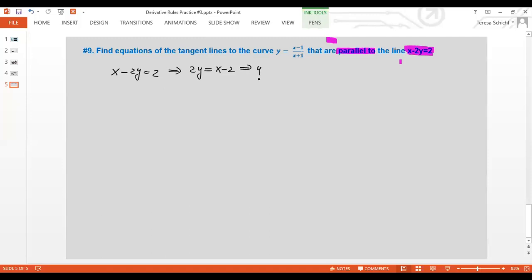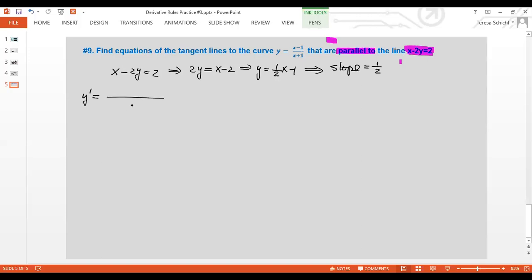So then y will be equal to 1/2 of x minus 1. So what is the slope? Slope is 1/2, correct? That means this tangent line will need to have the slope of 1/2. Okay, so I know the slope of the tangent line. So what does that mean? That means it's the derivative, right?